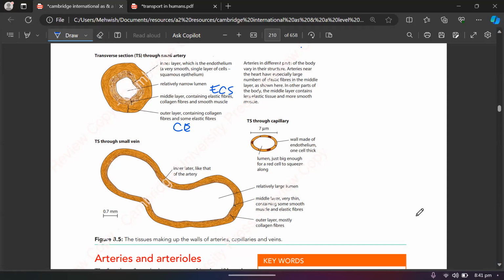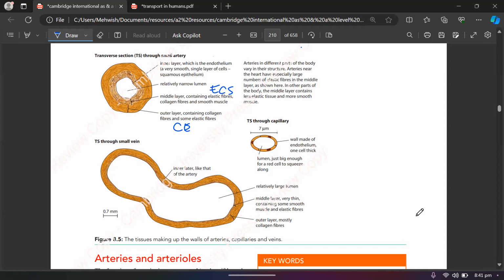Arteries can be divided into two types. The artery near to the heart is called the elastic artery, because it needs more elastic fibers in it. And the artery that is near to the organs is called the muscular artery, because it has a lesser proportion of elastic fibers in it, right?